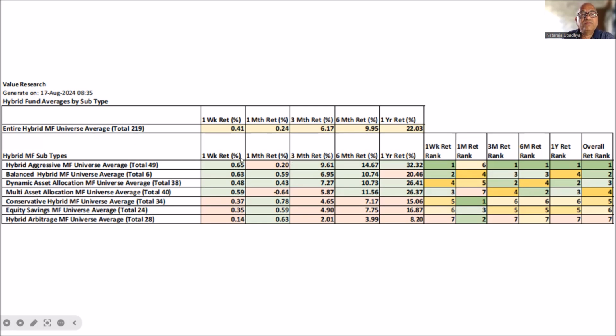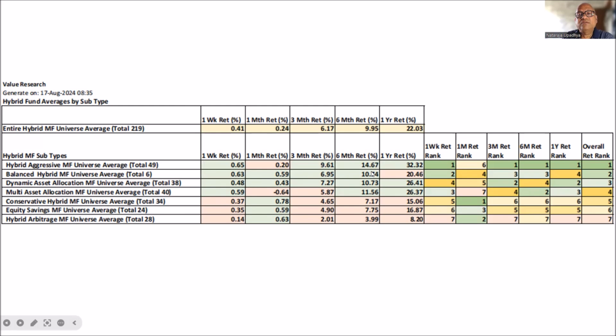So on a weekly basis, these top four did well and the rest didn't do well compared to average. So similarly, you can look at it on a monthly basis. The aggressive one did not do well. It was below average, but otherwise it's pretty much above average.